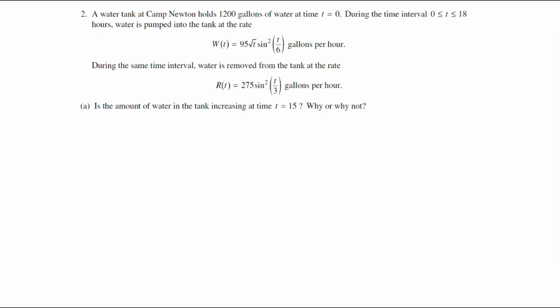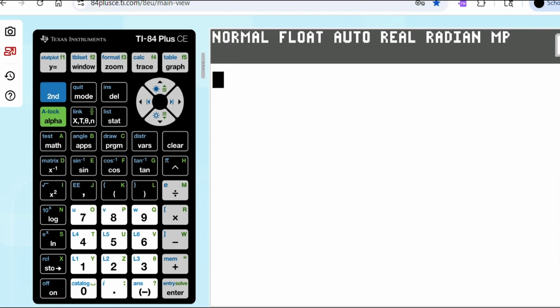We want to know: is the amount of water in the tank increasing at t equals 15? If the amount is increasing, its rate of change would have to be positive. Well, its rate of change is just W of 15 minus R of 15. That should be the rate of change of the amount of water in the tank, right? The rate at which it's being pumped in minus the rate at which it's removed. So we'll just evaluate W of 15 minus R of 15 using our graphing calculator, since this is a calculator question.